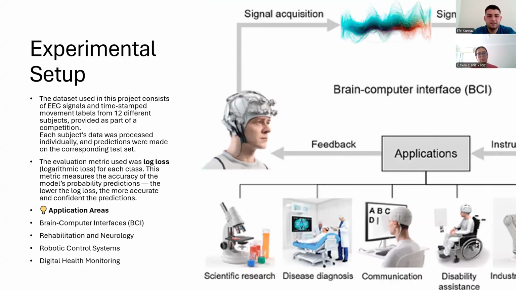Experimental setup. The dataset used in this project consists of EEG signals and time-stamped movement labels from 12 different subjects, provided as part of a competition. Each subject's data was processed individually and predictions were made on the corresponding test set. The evaluation metric used was log loss for each class. This metric measures the accuracy of the model's probability predictions. The lower the log loss, the more accurate and confident the predictions. Application areas: brain-computer interface, rehabilitation and neurology, robotic control systems, and digital health monitoring.